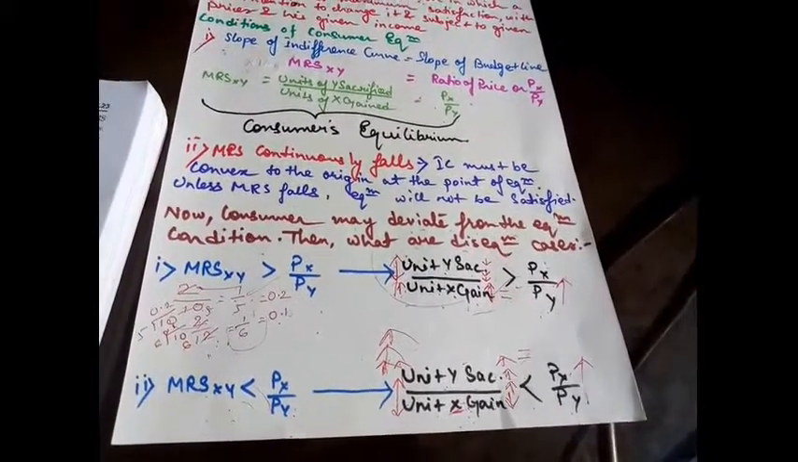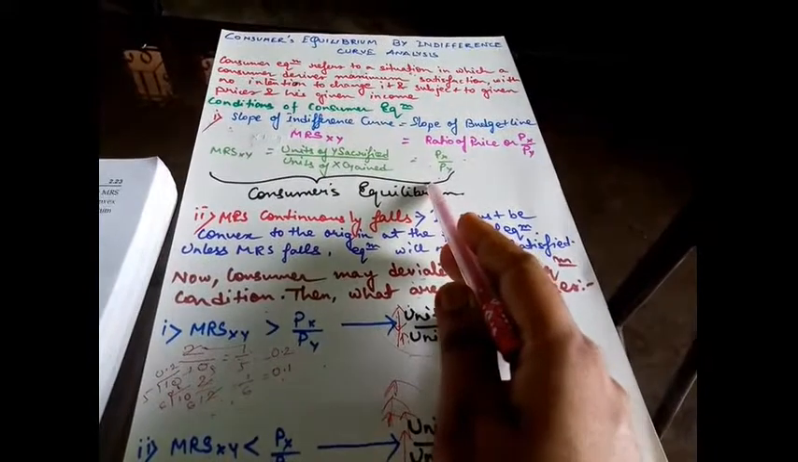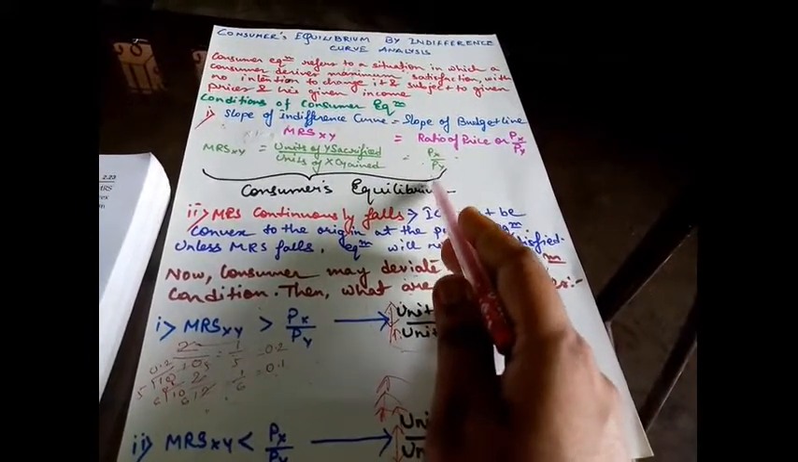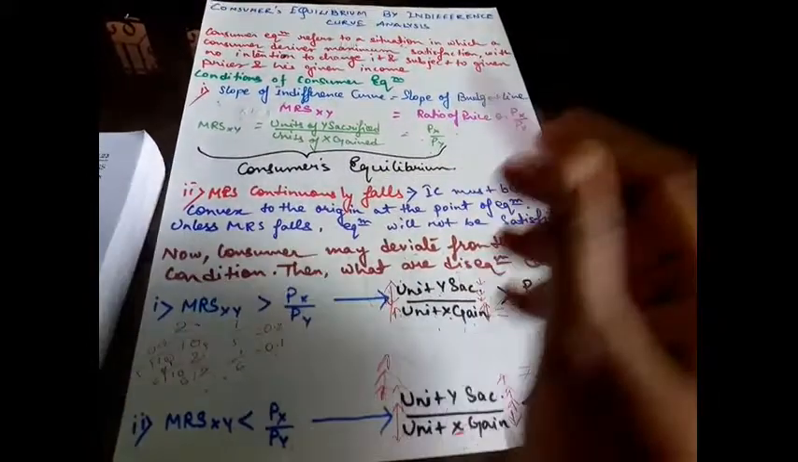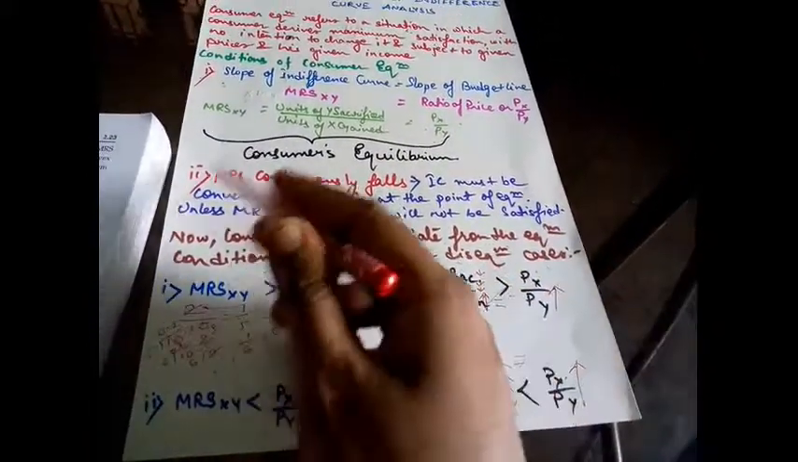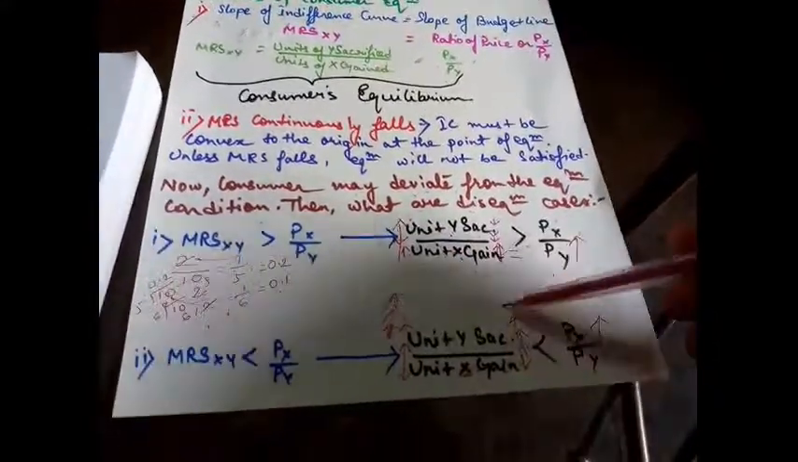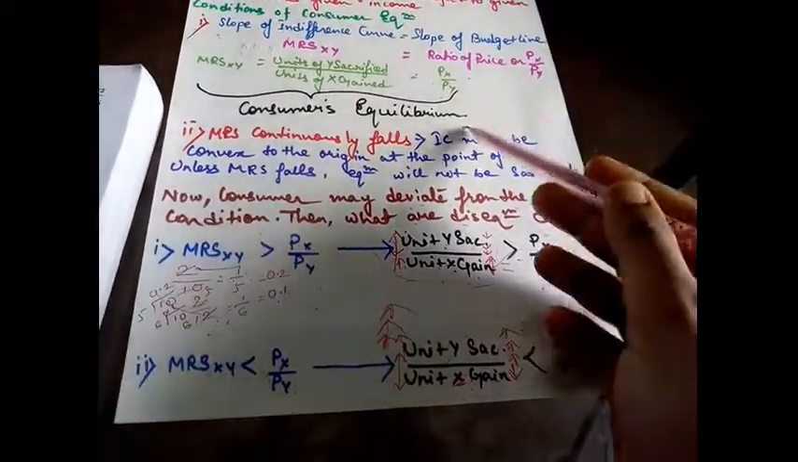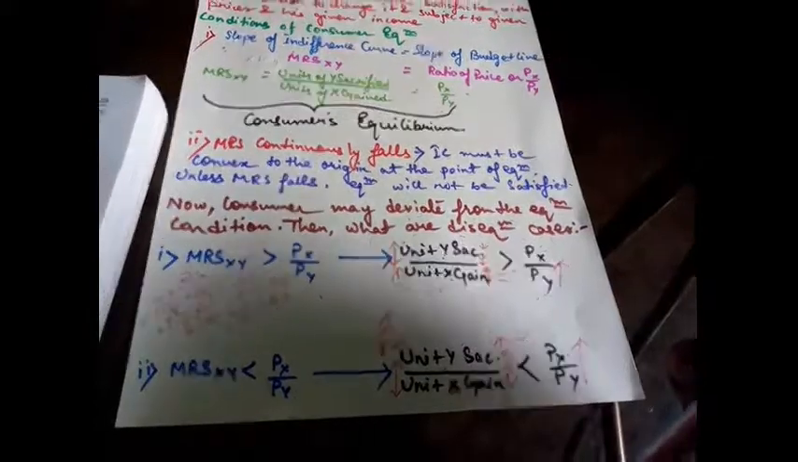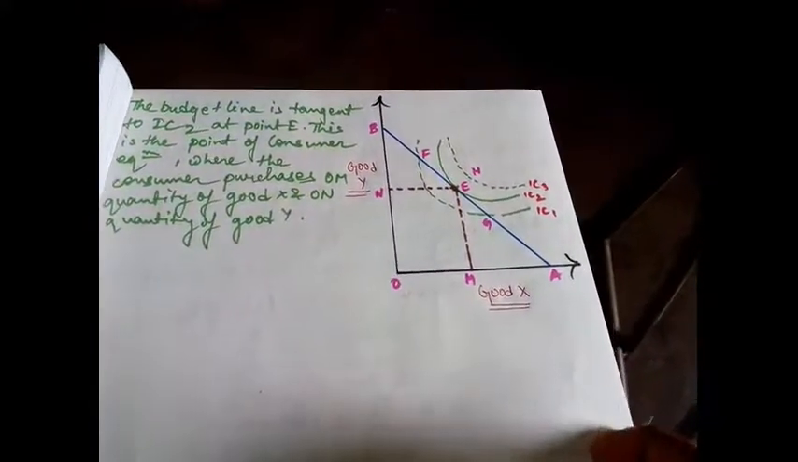And we again move to the equilibrium condition, which is MRS of XY equals the price ratio, PX by PY. This is the total working, the theoretical or mathematical expression, of how the consumer is able to reach the equilibrium condition. Now, if we show this theoretical portion in a diagrammatic way, we can show it.